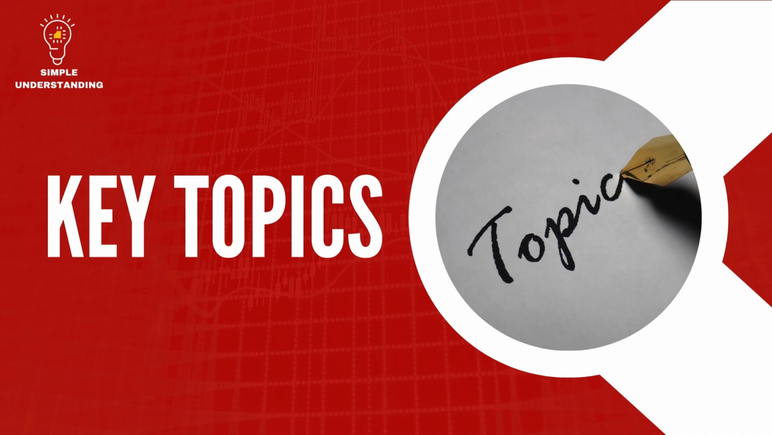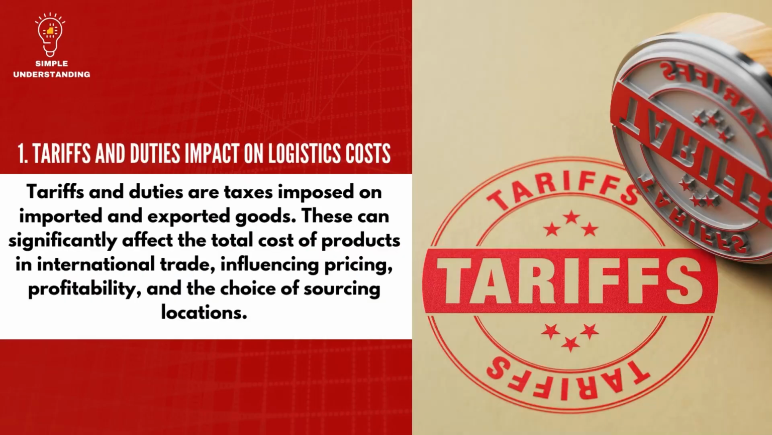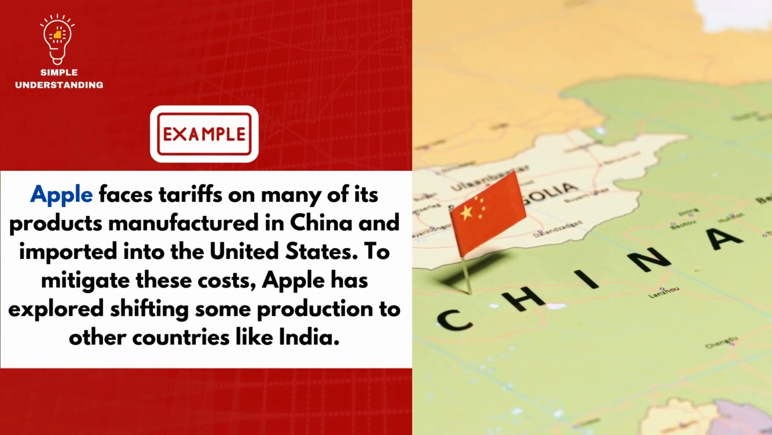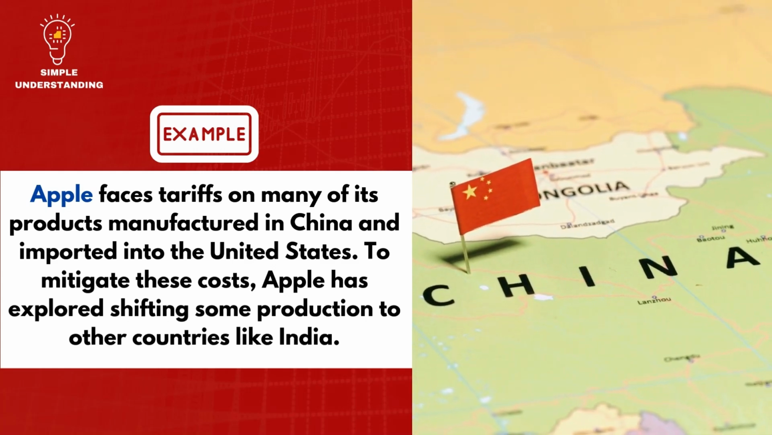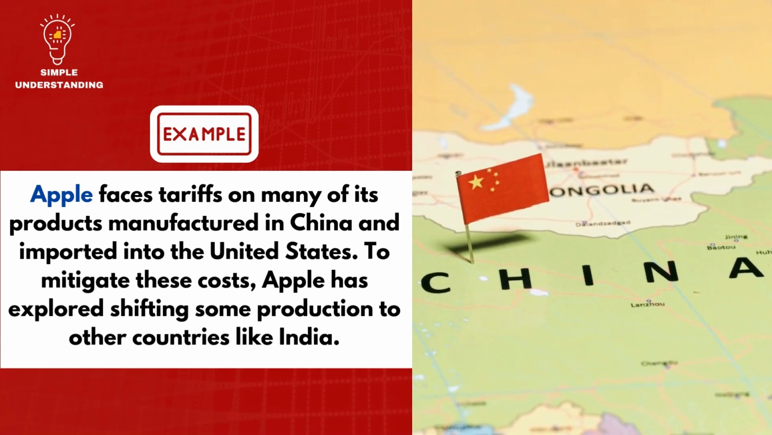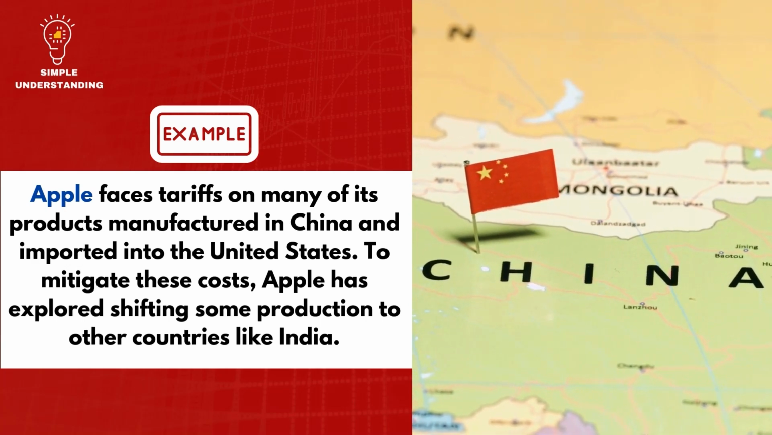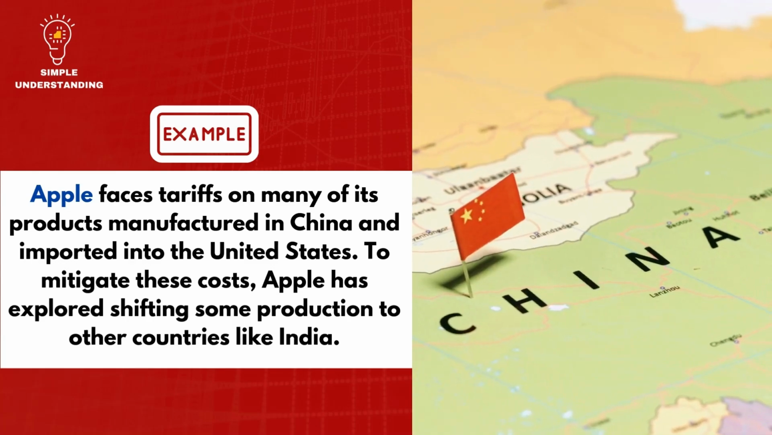Key topics. 1. Tariffs and duties' impact on logistics costs. Explanation. Tariffs and duties are taxes imposed on imported and exported goods. These can significantly affect the total cost of products in international trade, influencing pricing, profitability, and the choice of sourcing locations. Real company example. Apple faces tariffs on many of its products manufactured in China and imported into the United States. To mitigate these costs, Apple has explored shifting some production to other countries like India.